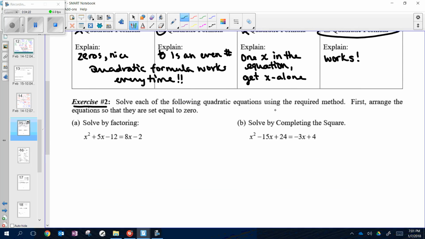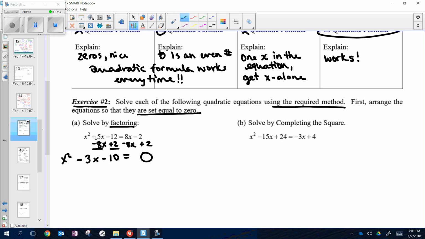I'm going to solve each of these using the required method and arrange the equations so that they are set equal to 0. They're telling me to use factoring on this one, so I guess it's going to be factorable. I'm going to subtract 8x and add 2 over to the other side. Subtract 8x and add 2 gives me my big fat 0 on the right-hand side of the equation. So you have x squared, a minus 3x, and a minus 10. If you combine those terms, that's my 0.